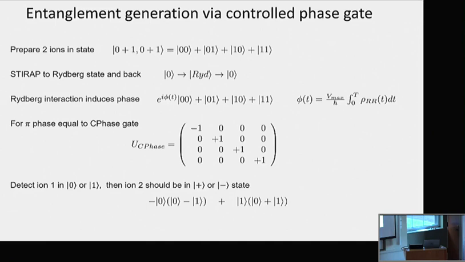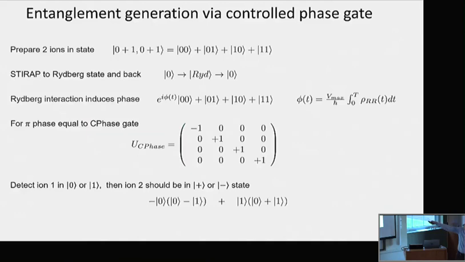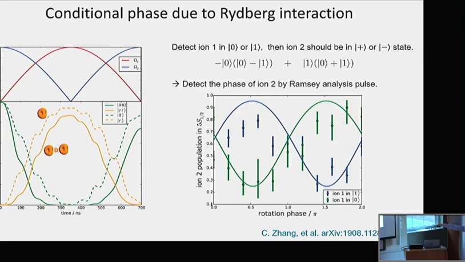We can detect this controlled phase shift. If the first ion was in zero, the 0,0 state actually gets a minus, all the others stay plus. So this one gets a phase shift, while this one doesn't. So zero gives a controlled phase, while one doesn't. If you detect the first ion in zero, you get one phase. If you detect the first ion in one, there's no phase.